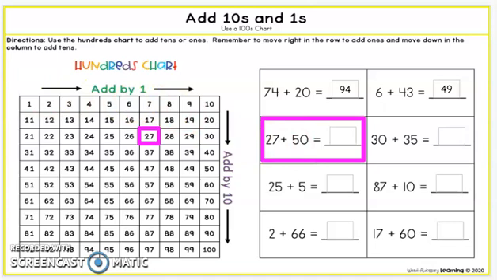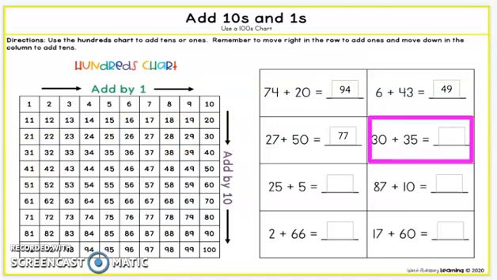So let's make 5 jumps. 1, 2, 3, 4, 5. What number did I land on? That's right. I landed on 77. So that's my answer.